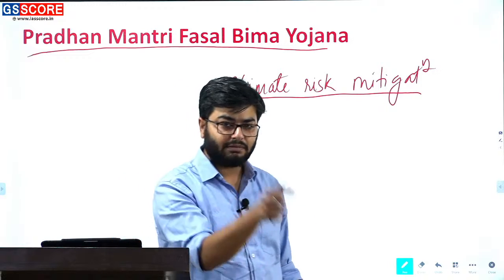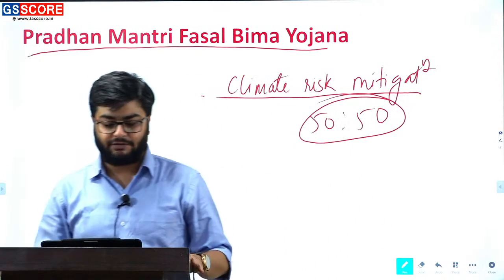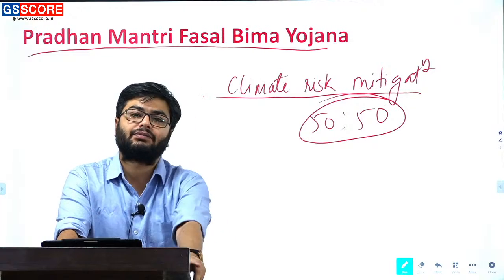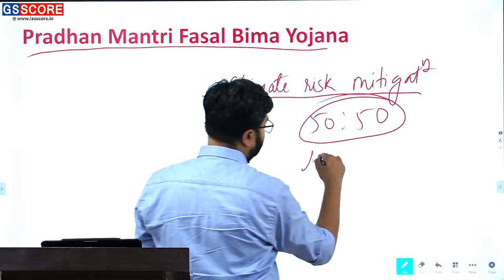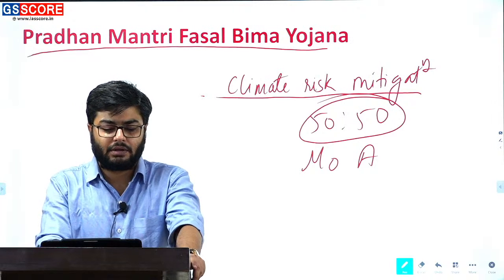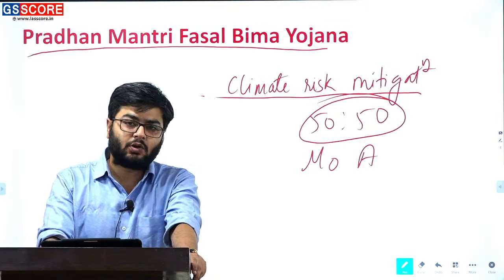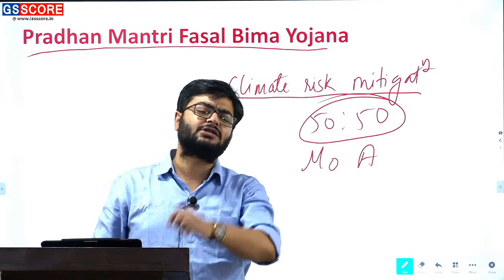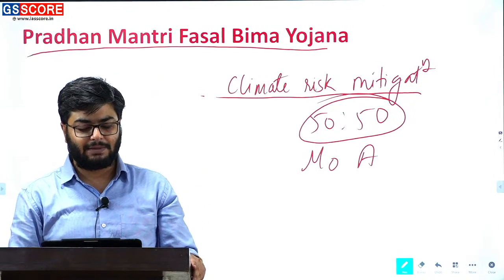Again, the funding pattern is 50-50. So there is no upper cap on the subsidy. The ministry is the Ministry of Agriculture and Farmer Welfare. It is not that only a loanee farmer gets it. It is available to both loanee as well as non-loanee farmers, that means those who have taken loans as well as those who haven't, and it is applicable to both.